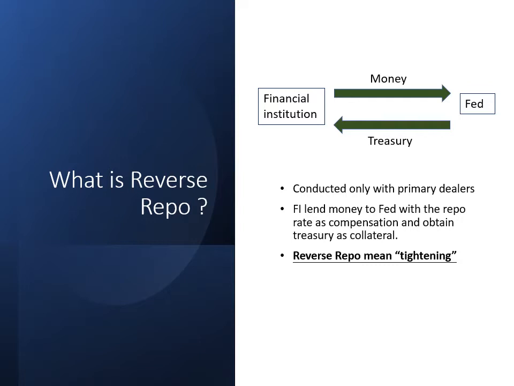So why do they lend the money to the Fed? Simply because they have too much money. Liquidity has flooded into the market, so they have to find some way to park the money. Essentially, reverse repo means tightening, less liquidity in the market because the money is flowing back to the Fed. It means tightening instead of easing. This is a very key concept that you have to understand.